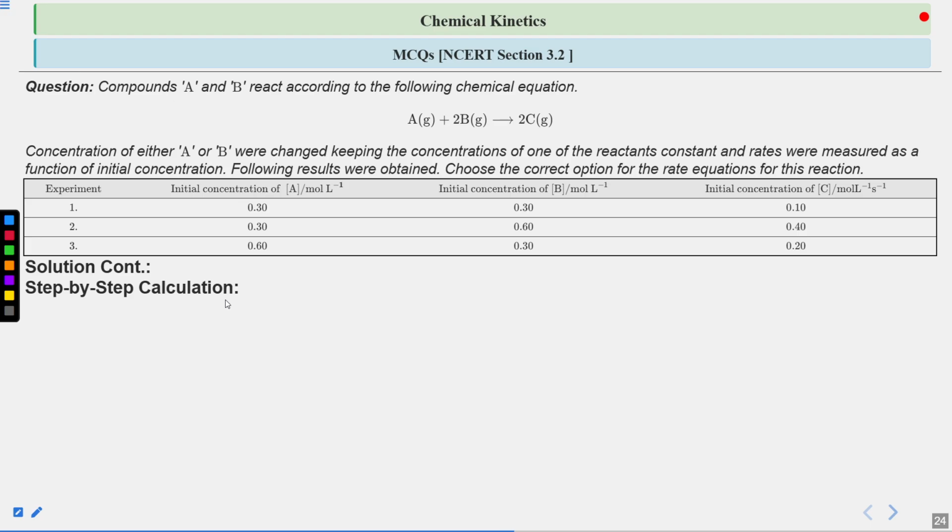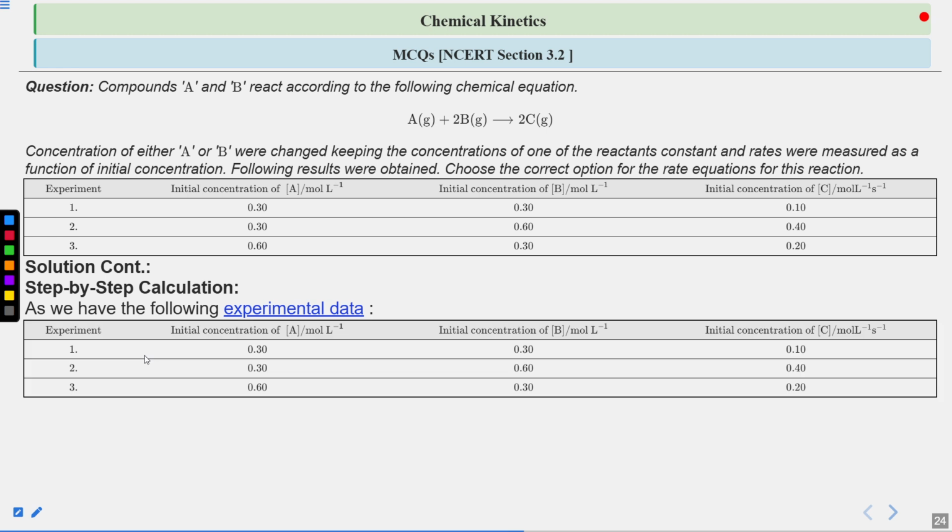Now, step by step, how you can calculate. As we have the following experimental data, this is the tabular form of the data we have covered. Firstly, we take some initial concentration of A and B and get the initial rate of formation of C. Then we change the concentration of A and B one by one, doubling one concentration and keeping the other constant, and getting the initial rate of C.